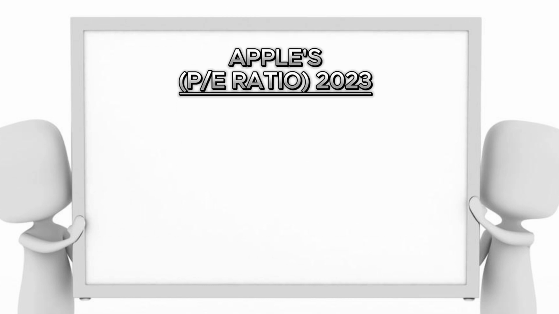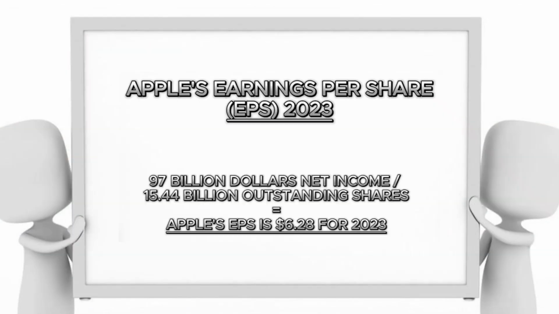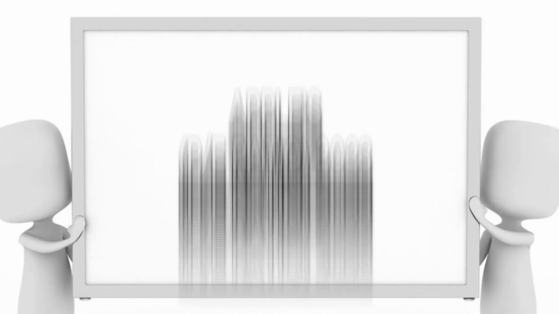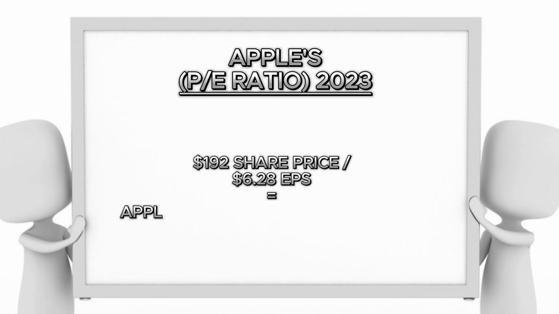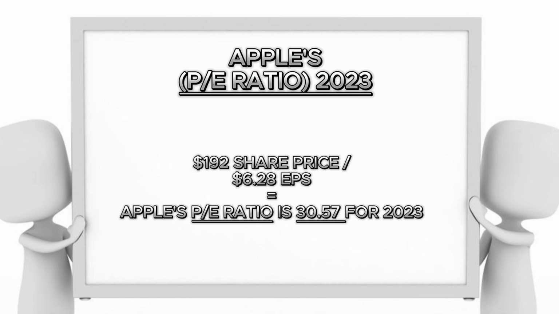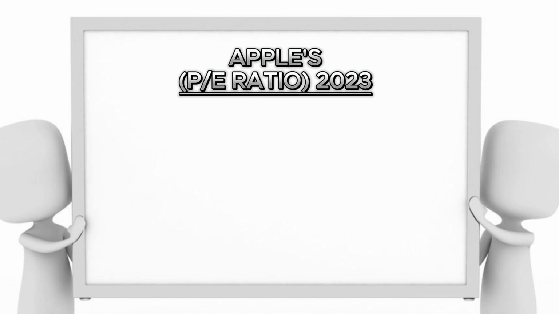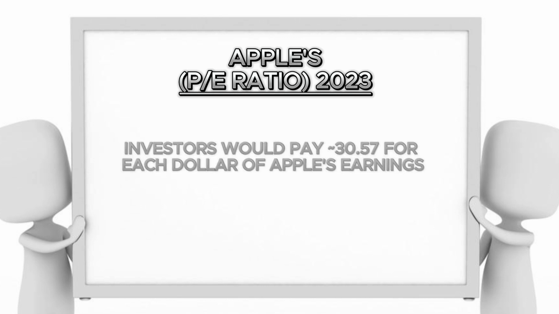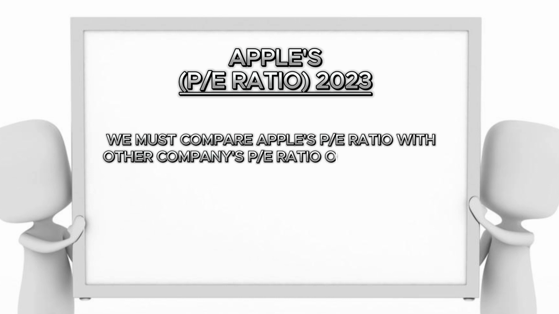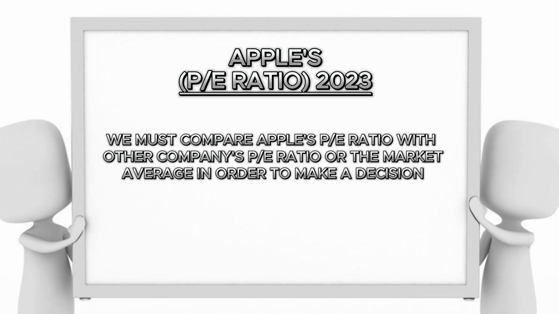The market price per share was around 192, and the EPS was 6.28. The PE ratio for Apple would be calculated as follows. PE equals market price per share of 192 divided by EPS of 6.28 equals 30.57. This means that at the end of 2023, investors were willing to pay approximately 30.57 for each dollar of Apple's earnings. This PE ratio can then be compared to other companies, or the market average, to determine if Apple's stock was overvalued or undervalued at that time.